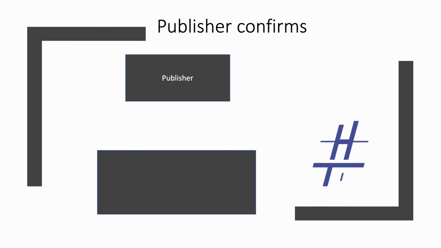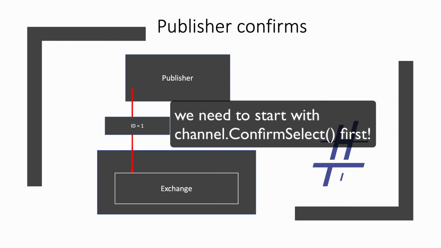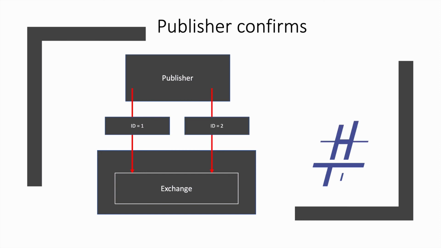Here's a little demonstration or illustration of how this works. We have a publisher and an exchange in the RabbitMQ broker. We send or publish a message and it will be assigned the ID 1. When we send a second message, it will be the ID 2. So it counts from 1 upwards on each channel. So for each channel, you get the same starting count with 1. So you have to manage this in an internal stack of your own in the application.